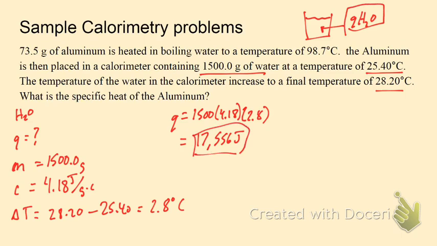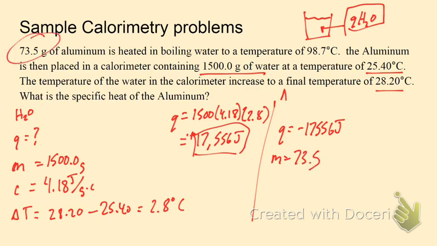Well, that means that this is how many joules were given off by the metal, right? So we now know, we can use this equation to figure out the other side, the aluminum. Now the Q is going to be negative because, remember, negative means that it gave off the heat. This is positive because the water absorbed it. Because the aluminum lost it, we make this a negative. The mass is 73.5 grams of aluminum. So now I'm doing the aluminum.